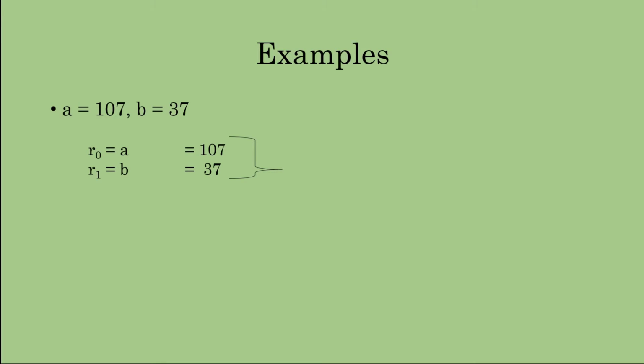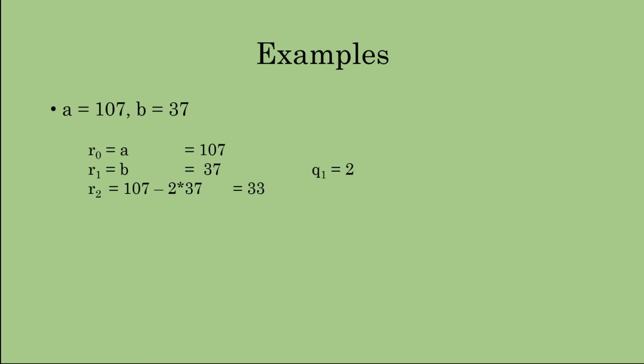So the question we're asking is, what is the largest multiple of 37 that is less than 107? The answer is actually 74, because if we add another copy of 37, we would get 111, which is greater than 107. So in order to maximize it, we want to choose a coefficient of 2. So Q sub 1 equals 2, and the reason, as you'll see, is the next line: R sub 2 equals this difference.